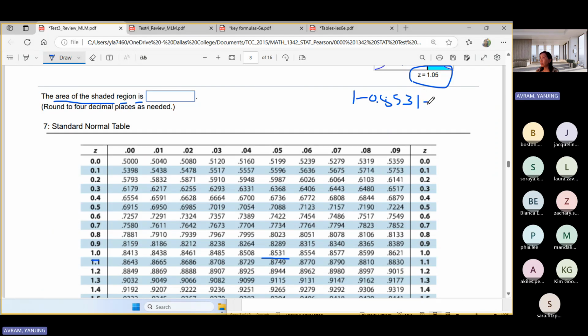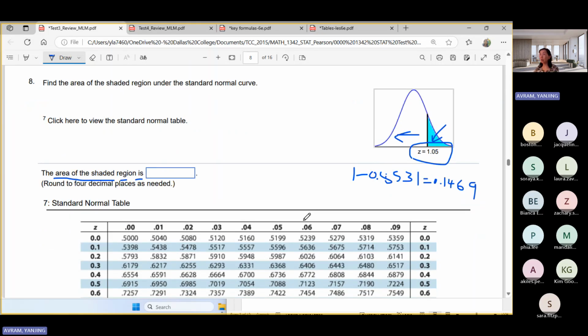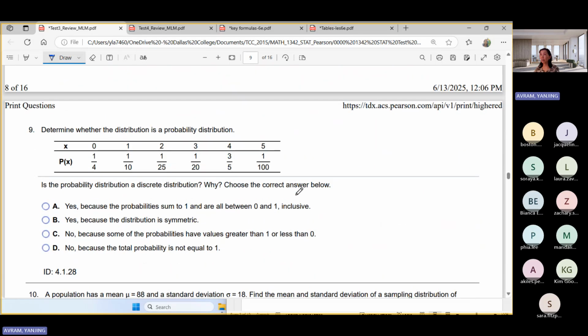You can calculate this one, this would be 0.1469, I guess. You can do the calculation a little bit, okay? So that is reading the table. So not every question will have a lot of calculations. Some of the questions are just reading the table, right? And doing a little bit of addition or subtraction, okay?